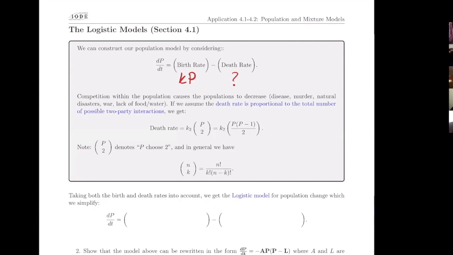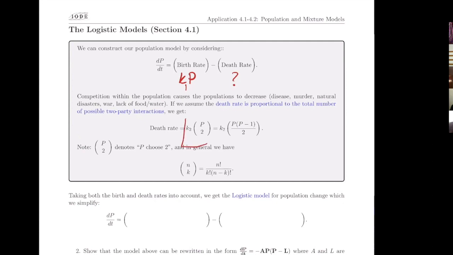And so what this logistic model assumes is that the death rate is going to be proportional to the number of two-person interactions that you have throughout the world. Okay, and so the idea here is any two people have the potential not only to reproduce, but also to spread disease to each other, to compete for some limited resources. So you kind of think of it as, okay, someone's got to eat, and that means the other person is not. So that's the kind of depressing side of this model.